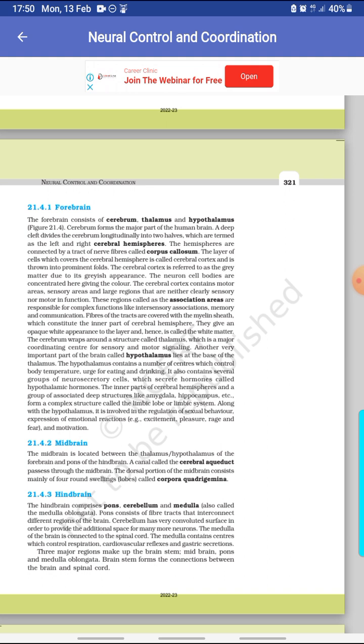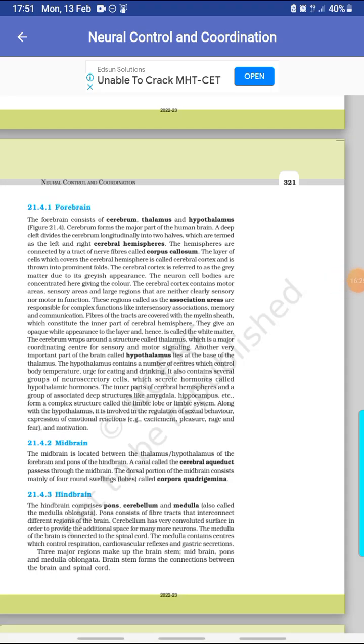The inner part of cerebral hemisphere and a group of associated deep structures like amygdala, hippocampus, etc. form a complex structure called the limbic lobe or limbic system. Along with the hypothalamus, it is involved in the regulation of sexual behavior, expression of emotional reactions, for example, excitement, pleasure, rage, and fear, and motivation.